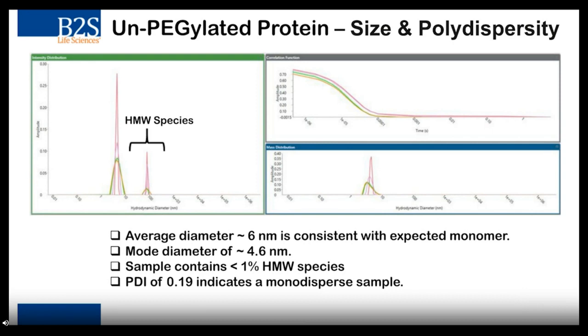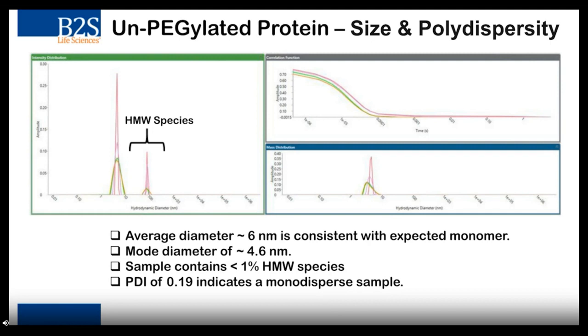So the first step we approached in this case study was to characterize the unpegylated enzyme first. And this sample and all of the candidates were run in parallel, thanks to the Uni Sample Folder that Kevin introduced. We were able to run all of them simultaneously.